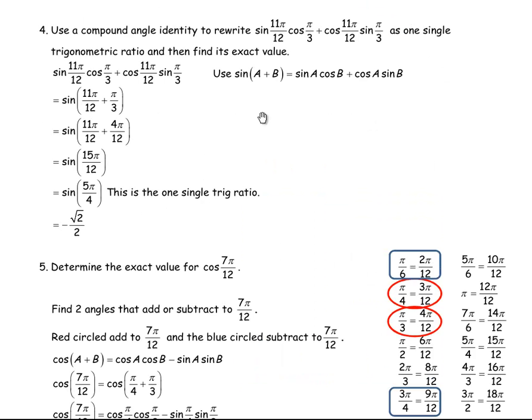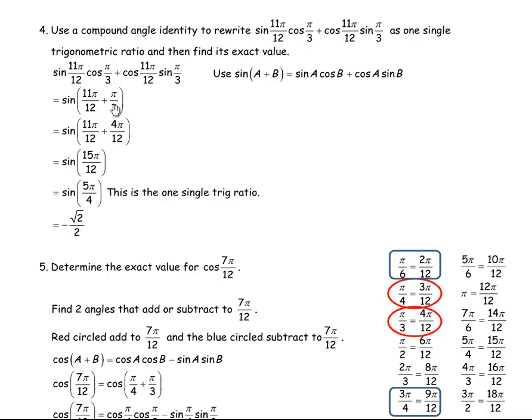In question number 4, we're asked to use a compound angle identity to rewrite this expression as one single trig ratio and then find its exact value. So it goes sine cos plus cos sine. So that looks to me like the sin(A + B) identity, where we would let A be the 11π/12 and B be the π/3 angle. So we're kind of using the identity in the reverse order. We're taking this and simplifying it into one sine. And so this would equal the sine of 11π/12 plus π/3.